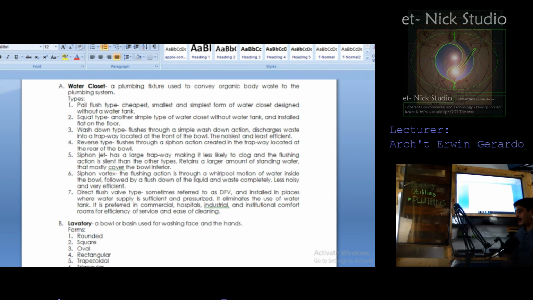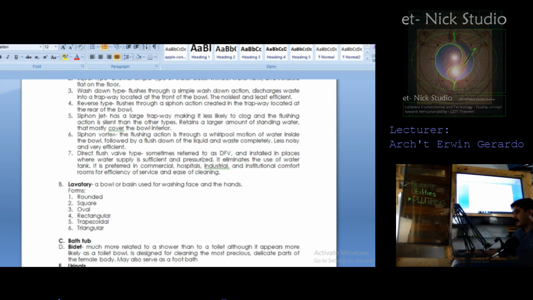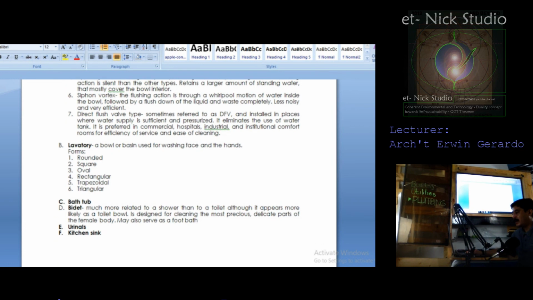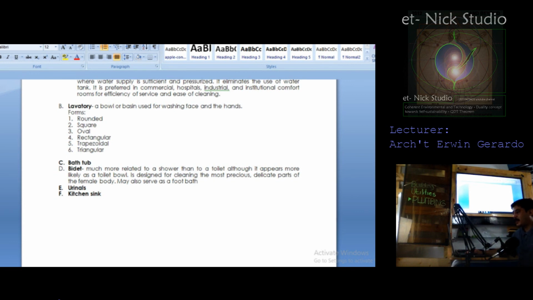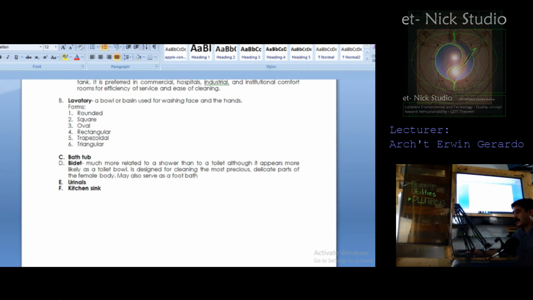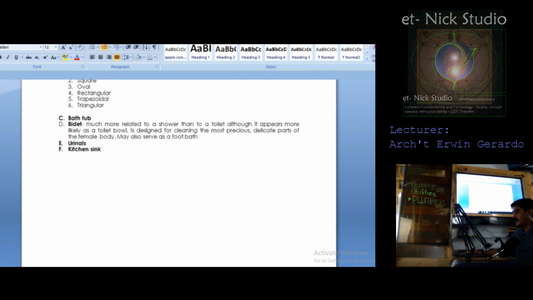Lavatory is a bowl or basin for washing face and hands. Forms of lavatory. We have the rounded, square, oval, rectangular, trapezoid, and triangular. Another form of plumbing fixture is the bathtub. Another form of plumbing fixture is the bidet.